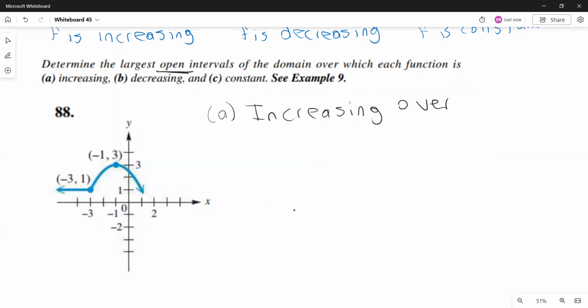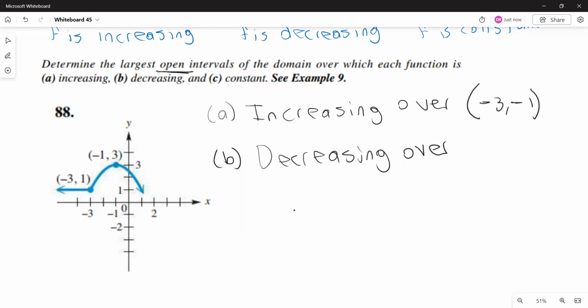Between -3 and -1, the function is rising from left to right. So this is increasing over (-3, -1). The function is decreasing whenever the graph falls from left to right. We're looking for open intervals, so everything is going to have parentheses. And the arrow pointing down and to the right indicates that the graph will continue falling to the right. So that is decreasing over (-1, infinity).